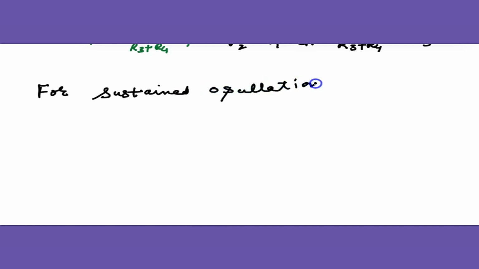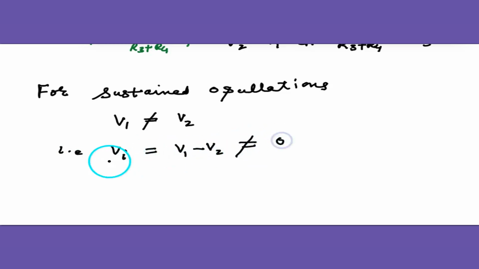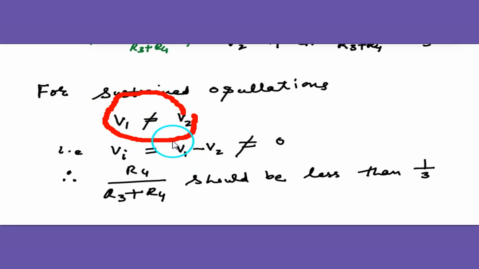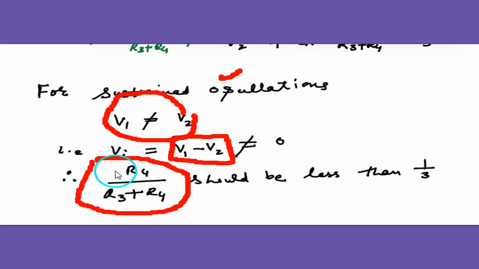For sustained oscillations, V1 should not be equal to V2. That means VI signal, input signal, which is equal to the difference of the two, should not be equal to zero. That means R4 upon R3 plus R4 should not be exactly 1/3. It should be slightly less. So we need some value of VI. It is the requirement that there should be some VI signal. For sustained oscillation, there should be some VI. That means this ratio should not be exactly 1/3. It should be slightly less than 1/3.